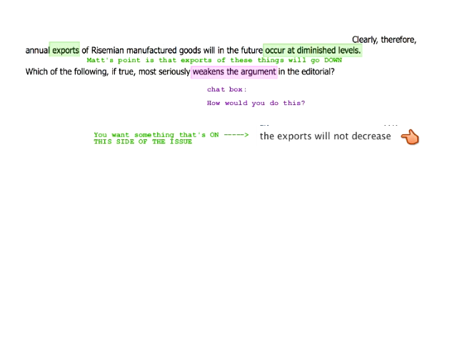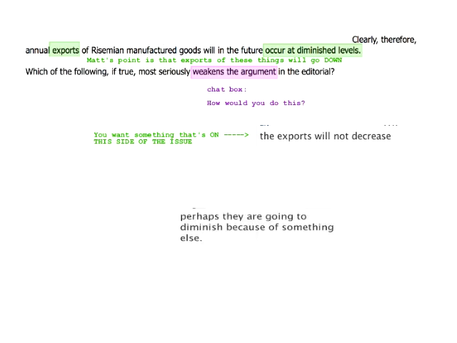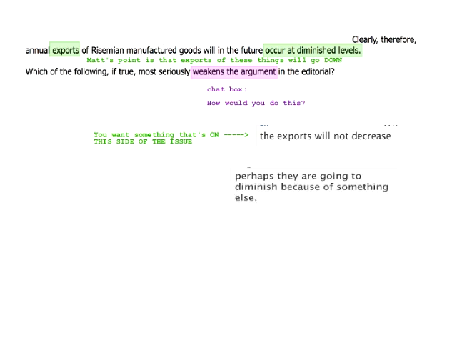So let's start putting these up there and talking about them. Is this the right side of the argument? Someone says perhaps they're going to go down for some other reason. So remember, there's you and there's Matt. If you gave me this, it means you don't have a you and a Matt in your head. You really got to have that. The argument is, will exports go up or go down? So if you have this, you're still saying they're going to go down.